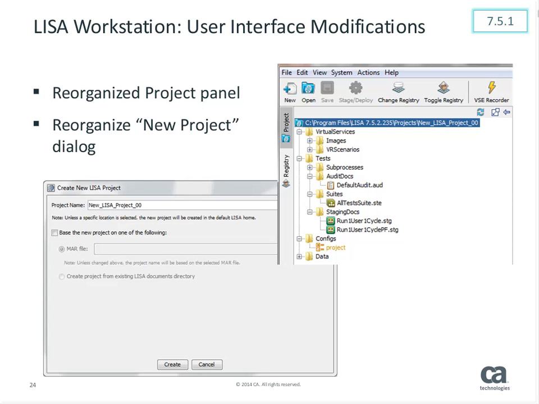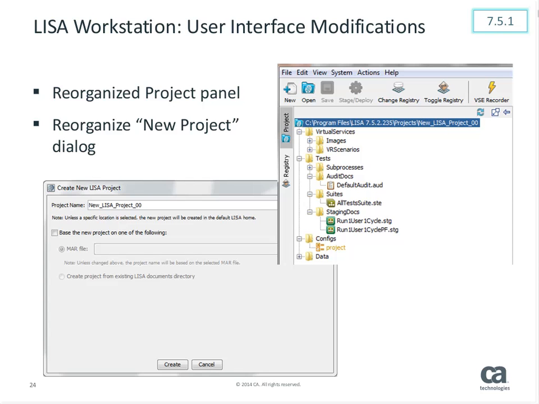On the right side of the screen, you see a reorganized project panel. So in LISA Workstation today, or prior to 7.5.1, your project panel had, I believe, test at the top or Mars at the top. The challenge was that most people using our technology today are working with virtual services and tests. So what we tried to do is reorganize that project panel to pull those 2 items at the top and then have everything else fall underneath those areas so that you can really minimize everything and just see what you're looking for.